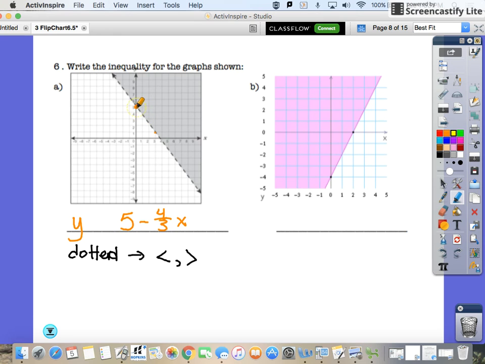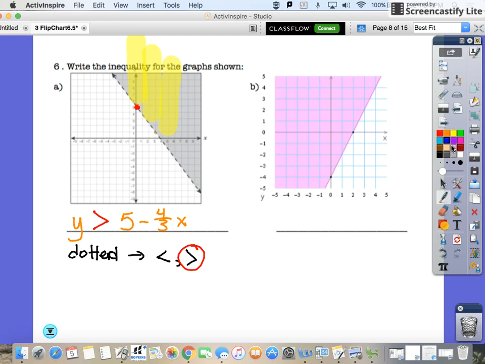So if the orange dot is our starting point, our cutoff, what y values are shaded? The y values that are bigger are shaded. Going vertically, going north, going up is bigger. So we are going to use the greater than symbol. We're using y is bigger. The y values above this, the numbers above that, are shaded. That's why I use greater than. You can always test a point and make sure you're correct.